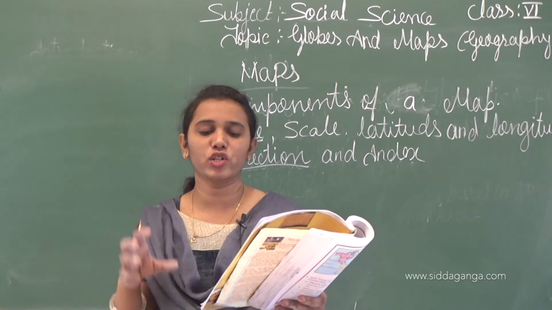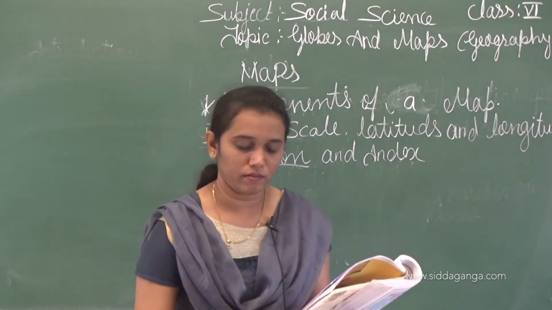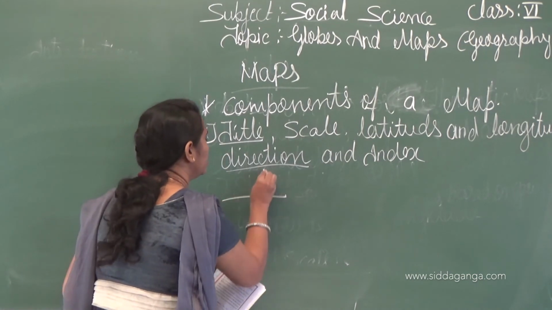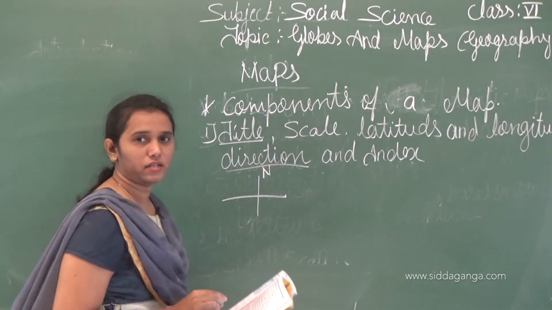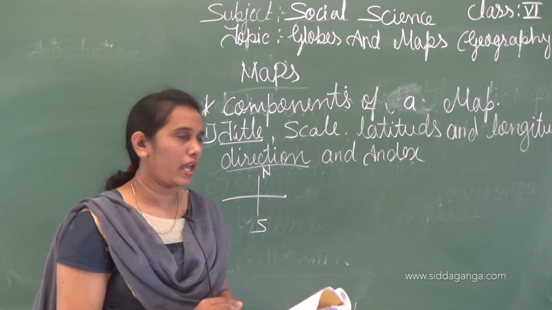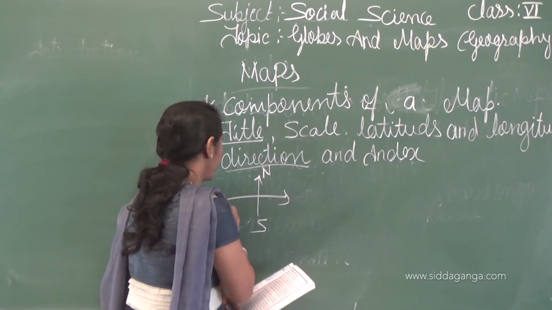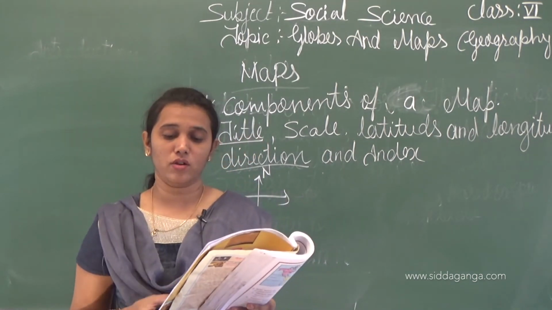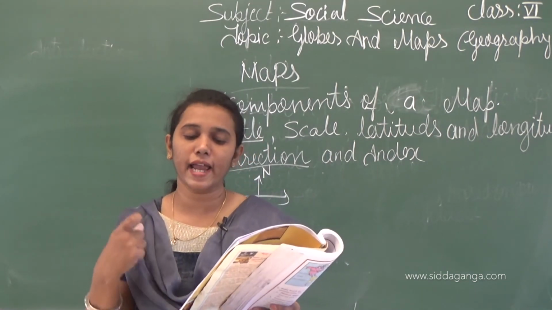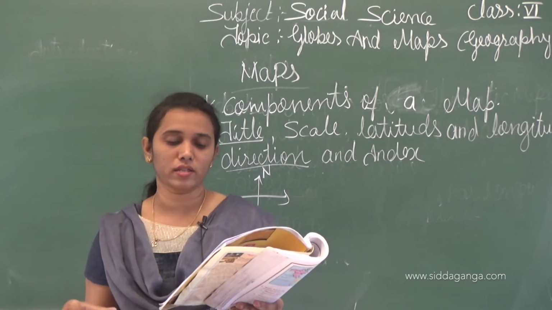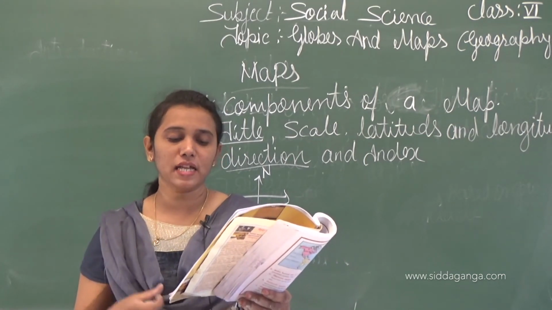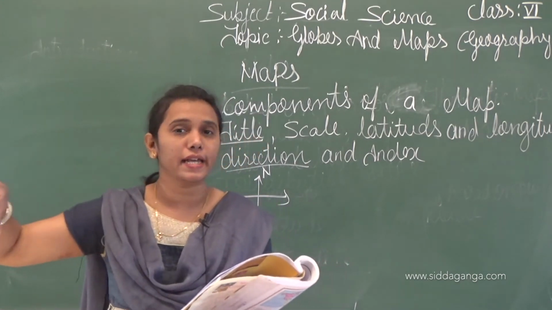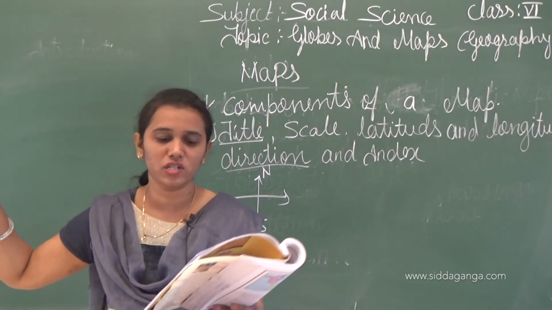In a map, the direction is shown by the symbol of an arrow, isn't it, children? North, south. See here, with the letter N on the top, it is north. The head of the arrow points to the north. Once you know the north, you can easily find the other directions, east, west, south, isn't it, children?